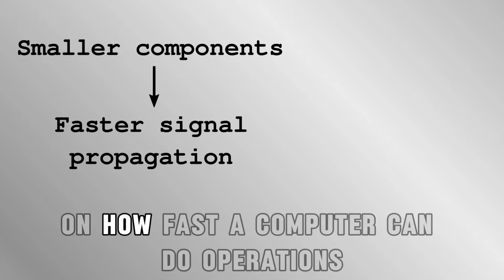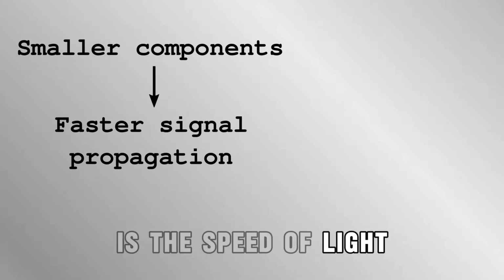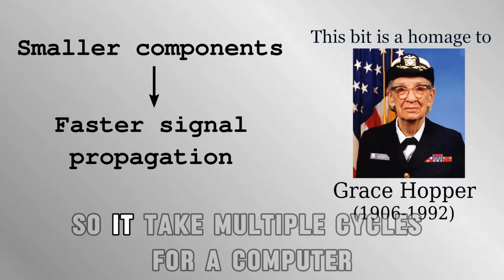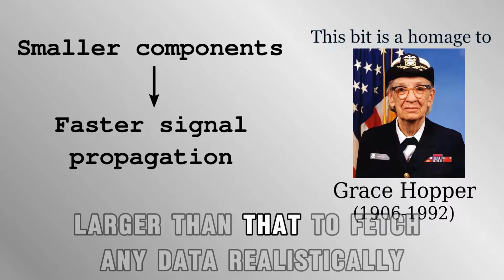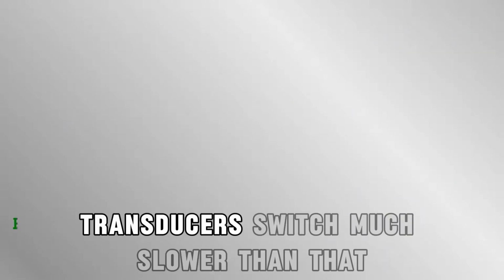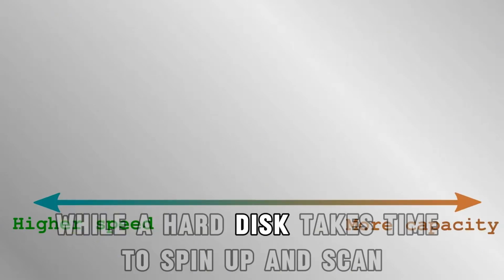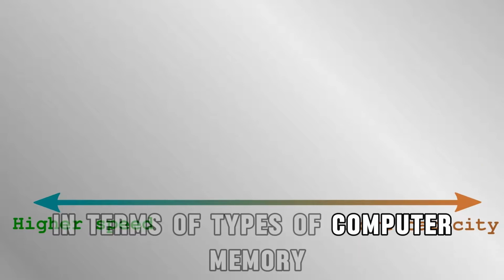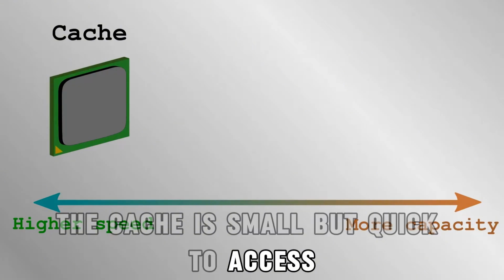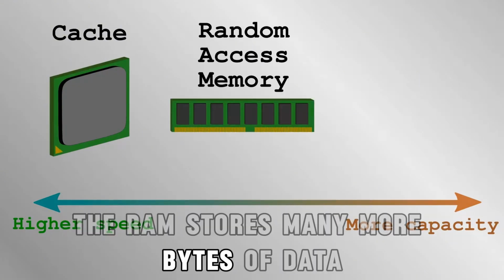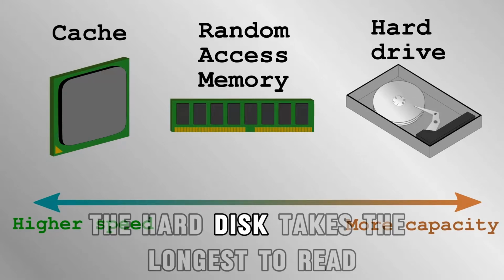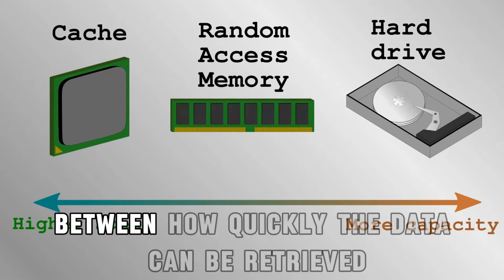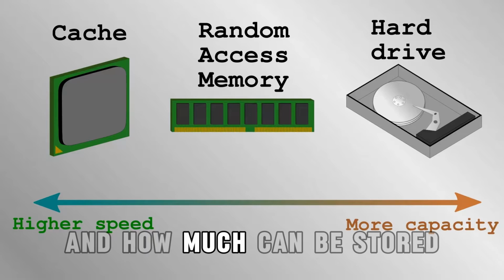The fundamental limit on how fast a computer can do operations is the speed of light, which can go about 15 centimeters or half a foot during a typical computer clock cycle. So it would take multiple cycles for a computer larger than that to fetch any data. Realistically, transistors switch much slower than that, while a hard disk takes time to spin up and scan to read the data. In terms of types of computer memory, the cache is small but quick to access. The RAM stores many more bytes of data but takes longer to read. The hard disk takes the longest to read but stores a lot of data almost permanently. So there is a trade-off between how quickly the data can be retrieved and how much can be stored.